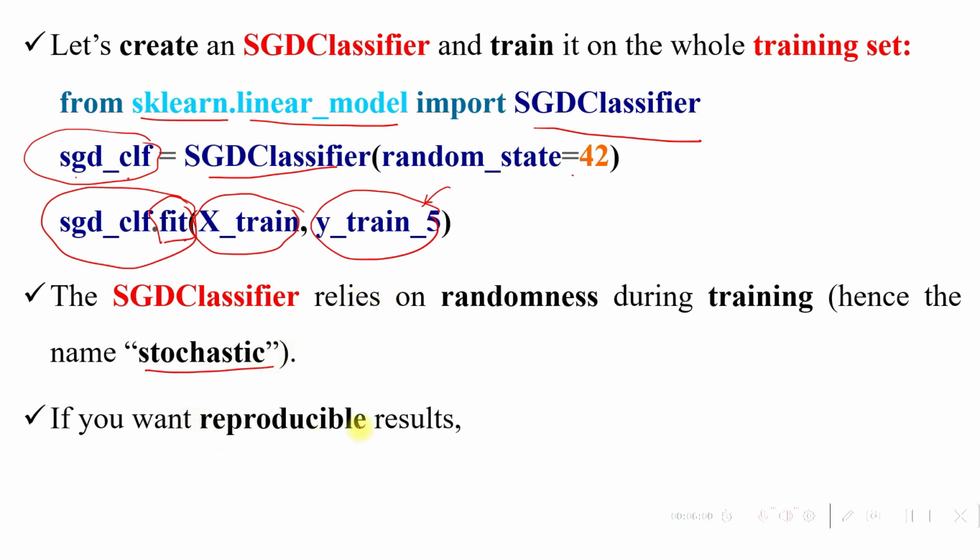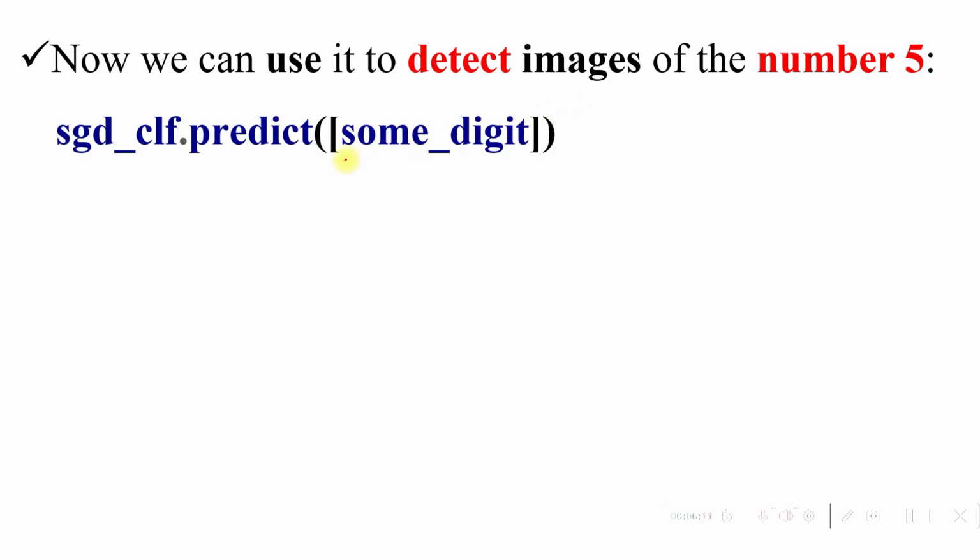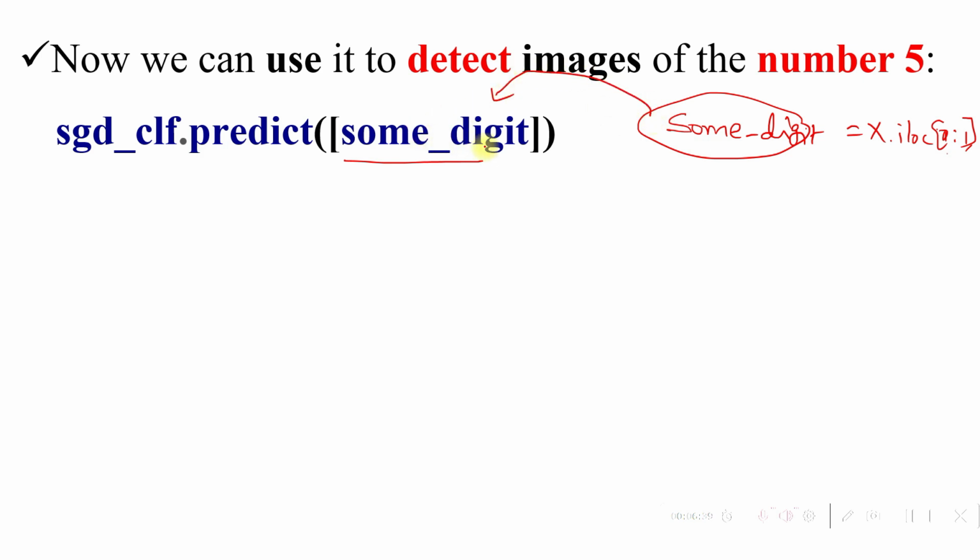And if we want reproducible results, then we can set the random state as a parameter. Now we can use it to detect the image of the number 5. In the previous class, we assigned some label as some_digit, that is x_test[0], so the first element is assigned to some_digit.